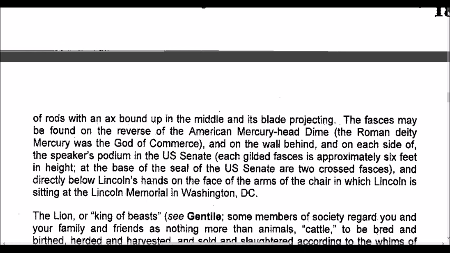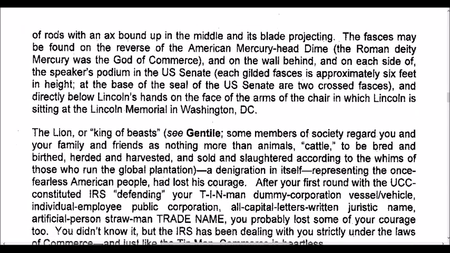The fasces may be found on the reverse of the American Mercury head dimes. The Roman deity Mercury was the god of commerce, and on the wall behind, and on each side of the speaker's podium of the U.S. Senate, each gilded fasce is approximately 6 feet in height. At the base of the seal of the U.S. Senate are two crossed fasces, and directly below Lincoln's hands in the face of the arms of the chair in which Lincoln is sitting in the Lincoln Memorial in Washington, D.C.